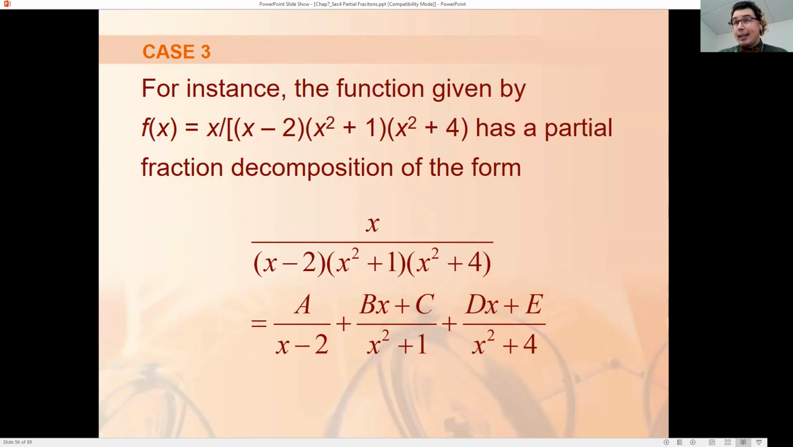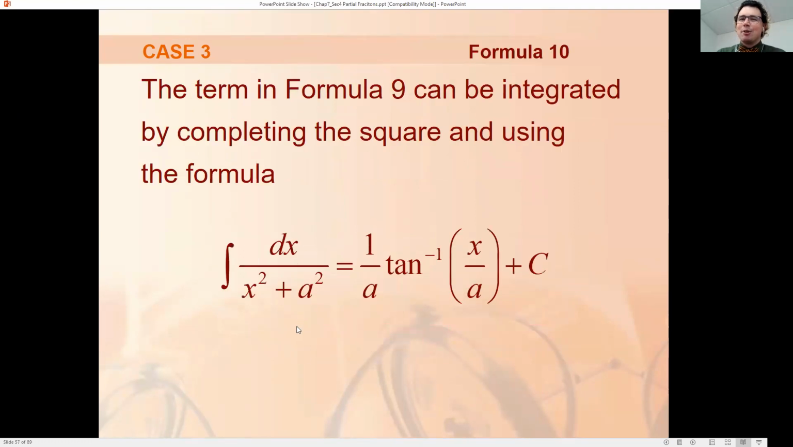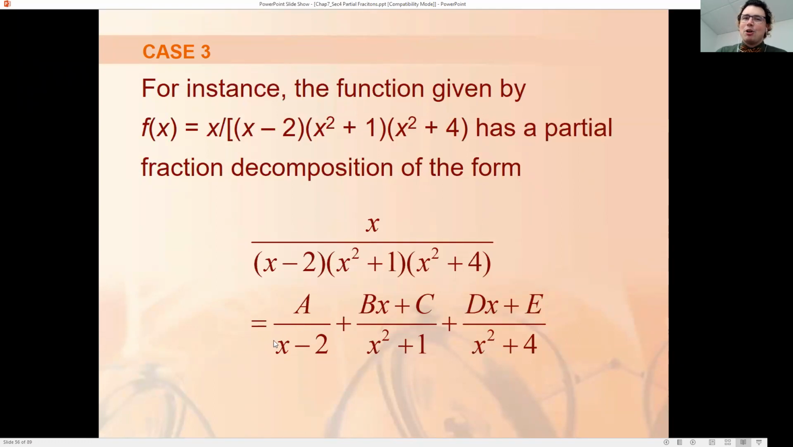So I like to remember this, that each of my numerators for a partial fraction has degree that is 1 less than the degree of the denominator. So, right, I have a constant term over a linear fraction. I have a linear polynomial over a quadratic, and so on.